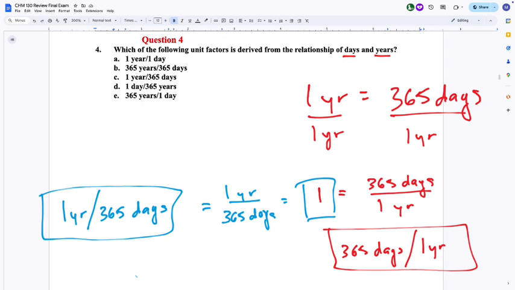I would go through real slowly behind this. I'm looking for the 365 next to days and 1 next to year. 1 next to year looks good, 1 next to days does not, so that one's wrong. 365 next to both doesn't make any sense. 1 next to years, 365 next to days, that looks pretty good. 1 day, nope, that's wrong. 365 years, nope, that's wrong. My answer is going to come in cleanly as just this one. Kind of makes sense?